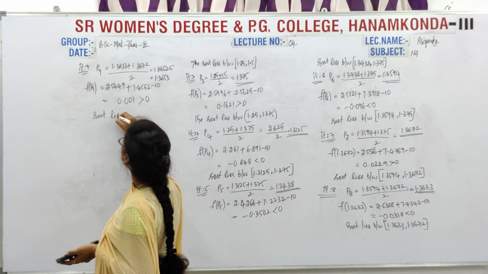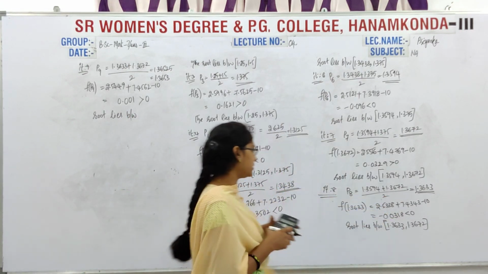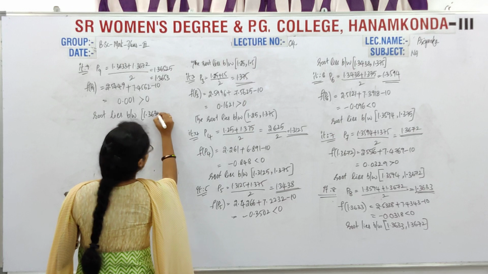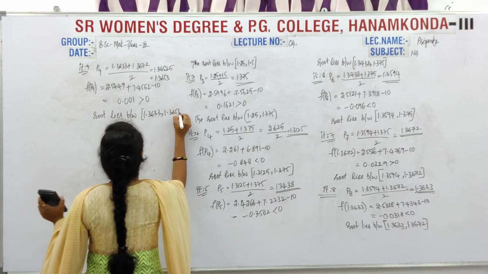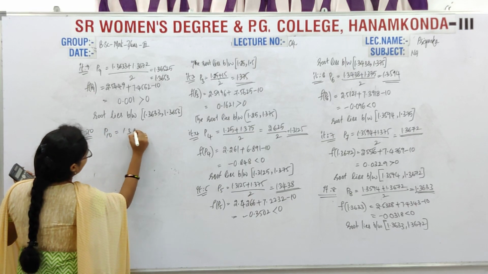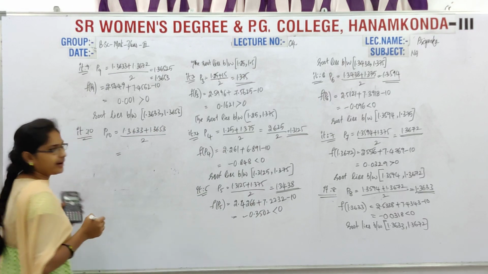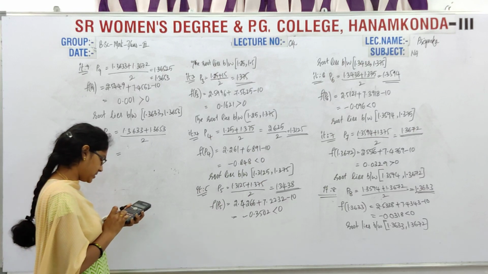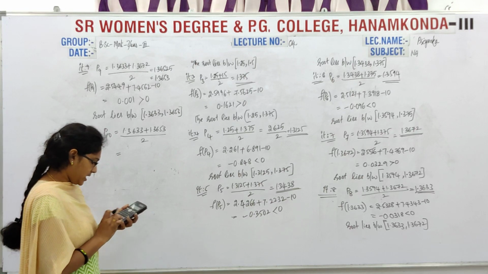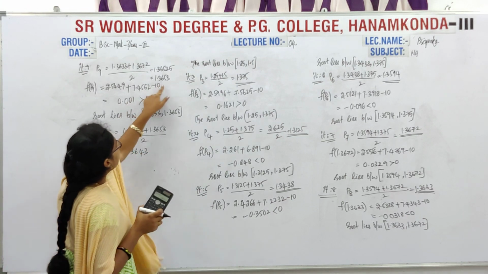Therefore the root lies between... what do we have to write? It is positive and the previous one is negative. So that's why here the root lies between 1.3633 comma 1.365. Next, iteration number 10. Whole divided by 2. So then what we get: 1.3633 plus 1.3653 divided by 2. So it is 1.3643, which is a very near value to this one.